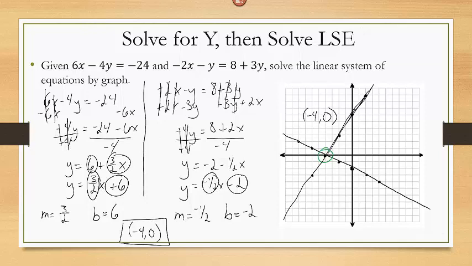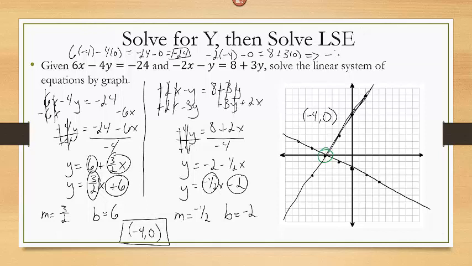We now need to plug this back into our equation. So plugging the negative 4 into our equation and our 0 into our first equation, we're going to have 6 times negative 4 minus 4 times 0 equals negative 24 minus 0, and negative 24 minus 0 is negative 24. So that works. Plugging our negative 4 into x on our second equation and the 0 into our y on our second equation, we're given negative 2 times negative 4 minus 0 equals 8 plus 3 times 0.